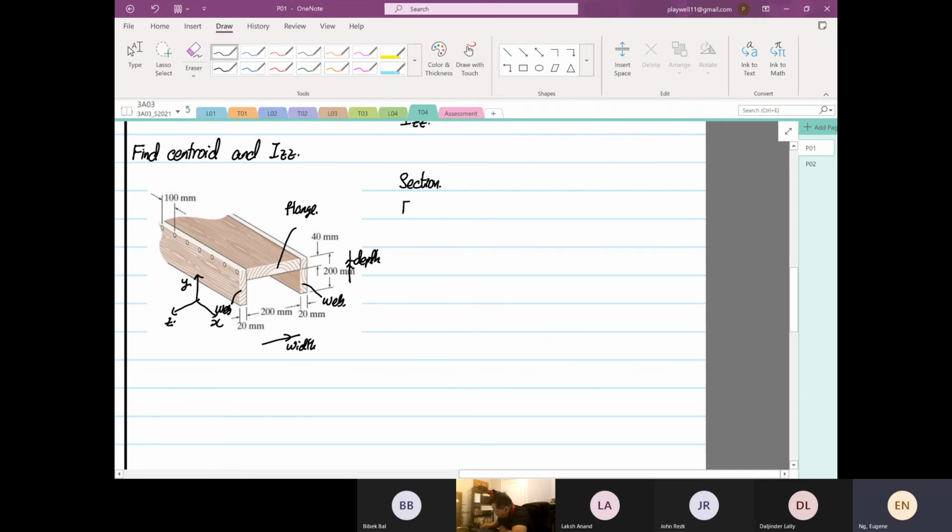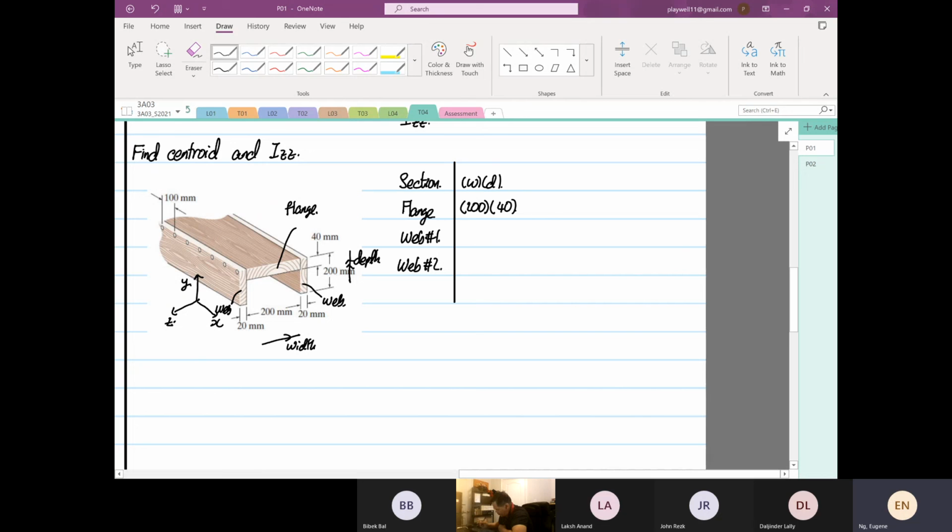So we have flange, web number 1. There are 2 webs. Number 2. Okay. Then from here, we're going to find out the width and the depth. So the width is 200. Depth is, hold on, let me write bigger. The width is 200. The depth is 40.